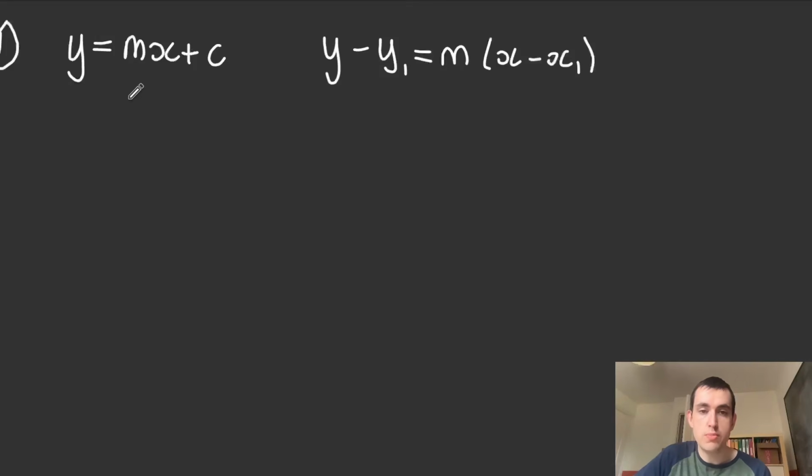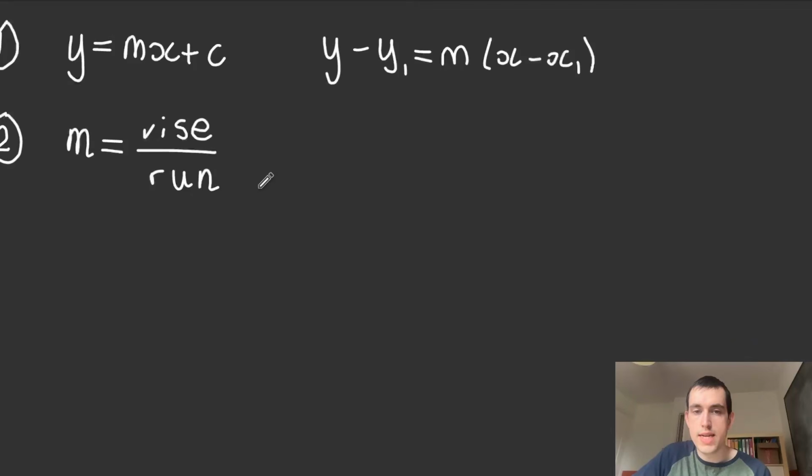The first equation is probably going to be more useful if you have the gradient and the y-intercept, whereas the second formula is probably more useful if you have one coordinate and also the gradient. At the end of the day, it doesn't matter which one you use, both of them will get you to the answer. Speaking of the gradient, that is something that you should know the formula for.